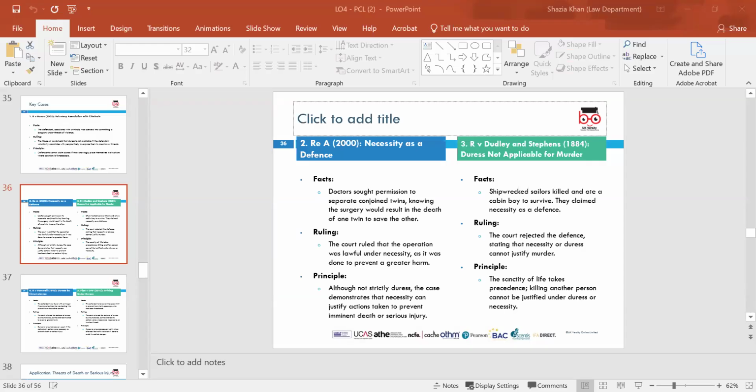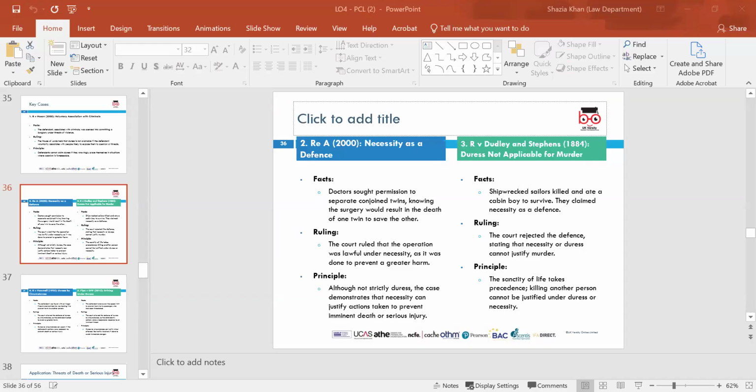The legal issue identified was that the court had to decide if the operation to separate the twins, which would lead to Mary's death, was legally permissible. The court ruled that the operation was lawful under the doctrine of necessity, meaning that in this extreme situation, the act of killing one twin to save another was justified because it was the only way to prevent a greater evil. And the necessity defence in Re A is considered a very narrow exception and is unlikely to be applied in other situations where someone takes a life. So it's quite a hard decision to make.